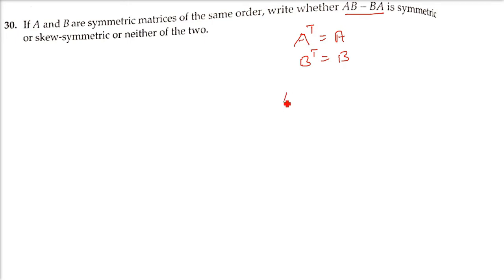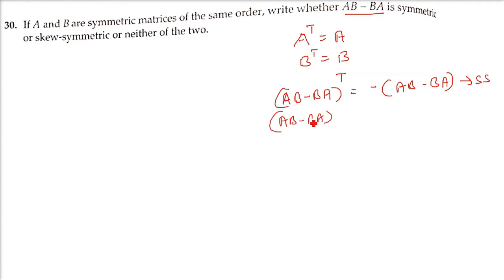So AB minus BA, when we take the transpose of this, if the transpose comes to be negative of AB minus BA, then we'll say that this is skew symmetric. But when we take the transpose of AB minus BA, and the transpose comes as AB minus BA itself, then we call it a symmetric matrix. So when I prove it, one of these will come. So keep an eye on it.